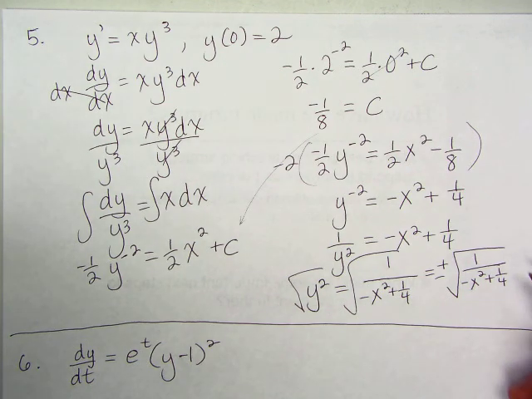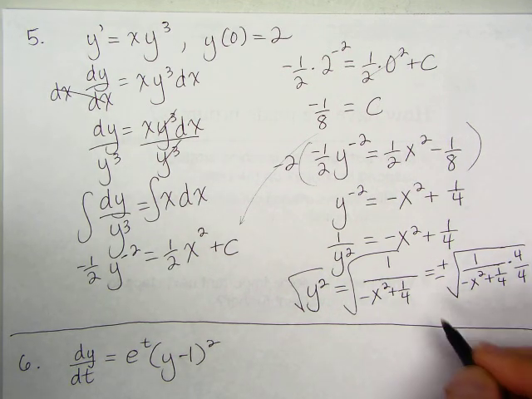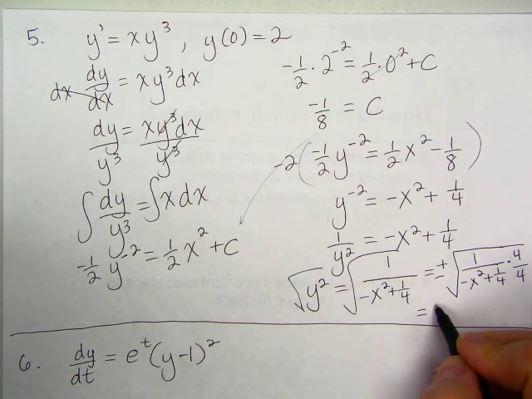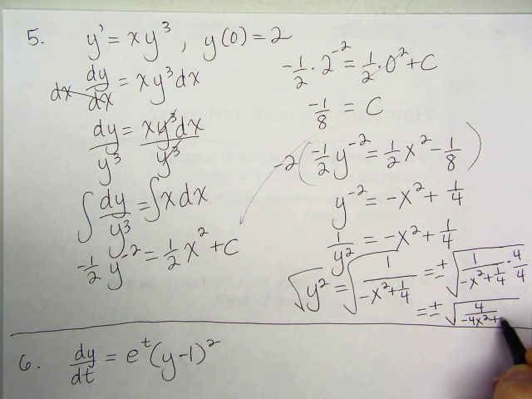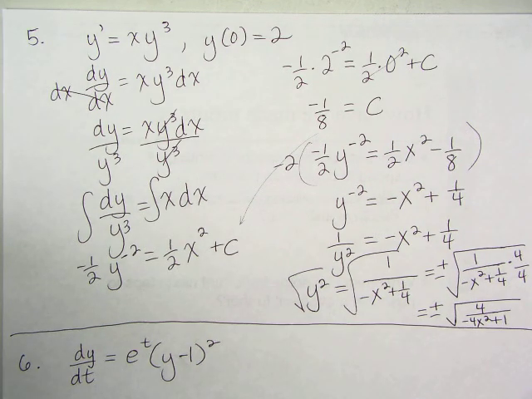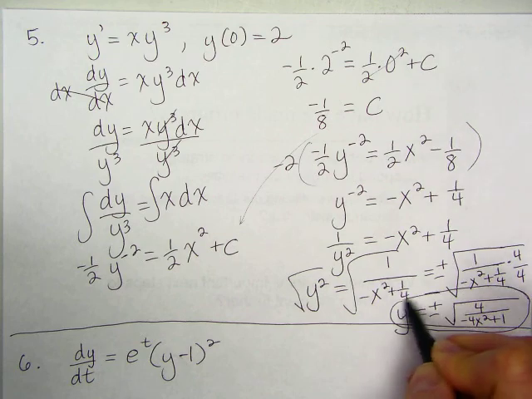Oftentimes you won't see answers left this way because they don't want fractions in fractions, so this could be multiplied on top by 4 and on bottom by 4 to make a more beautiful answer. Plus and minus the square root of 4 over -4x squared plus 1. Final answer.